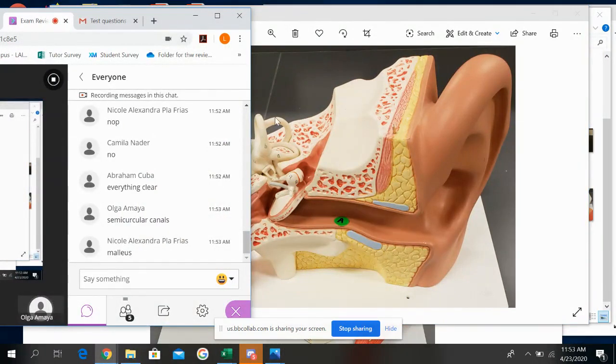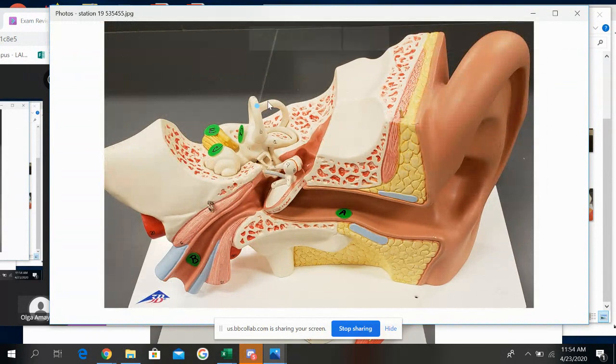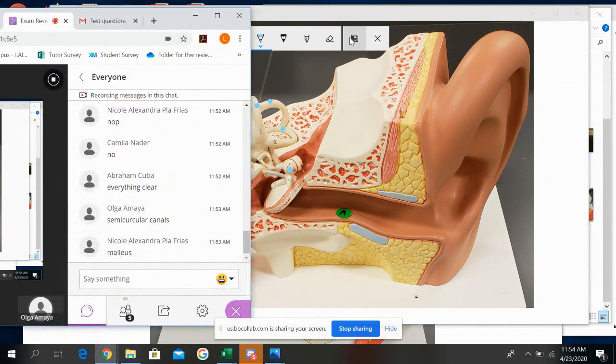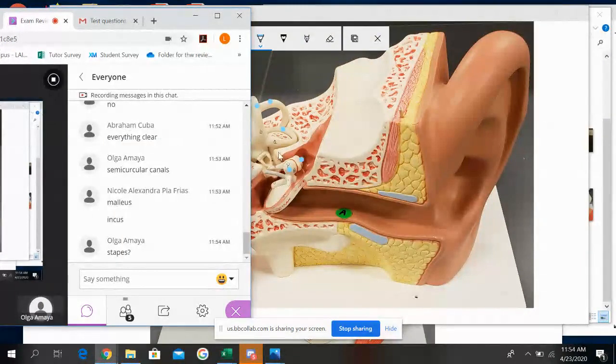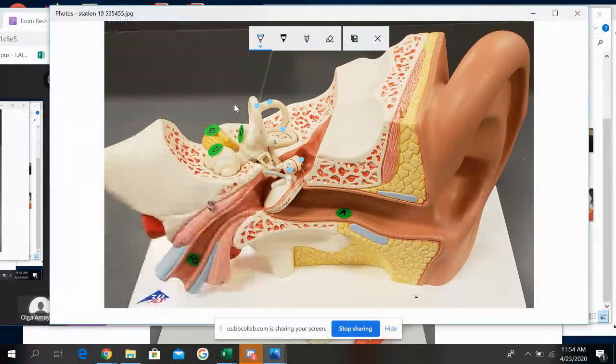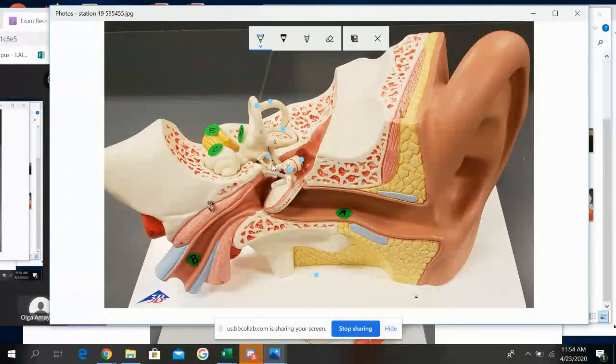Your malleus. So the semicircular canals are these guys right here. You see here? These are your semicircular canals. So this here, the very first one is your malleus. Very good, Nicole. What about the next one? What is the malleus connected to? It's this thing right here. The incus, very good. And lastly, right here, this one. It starts with an S. Yes, the stapes. Awesome.